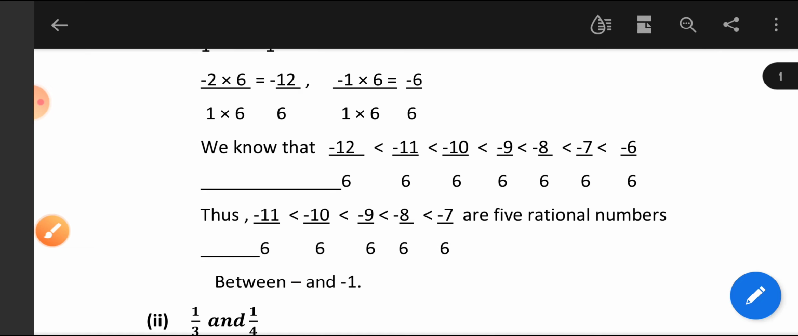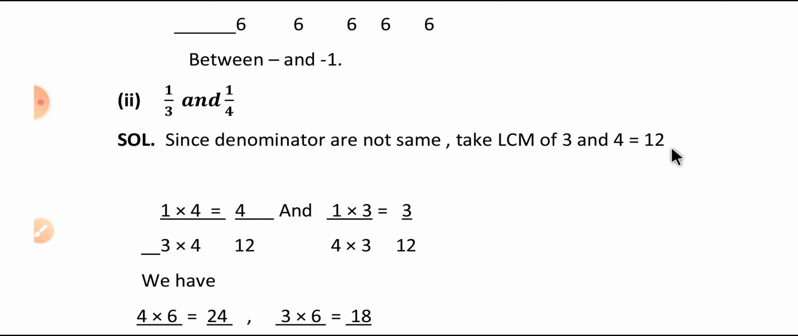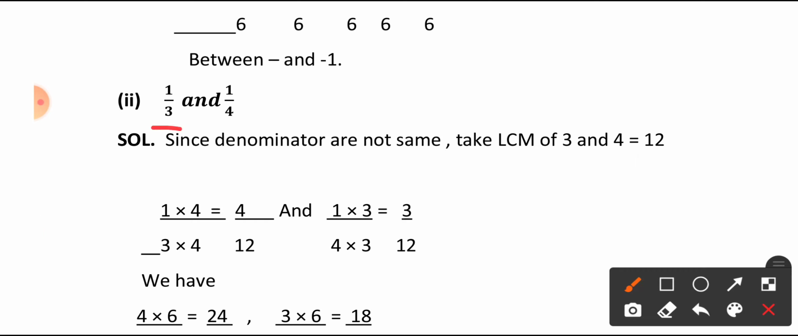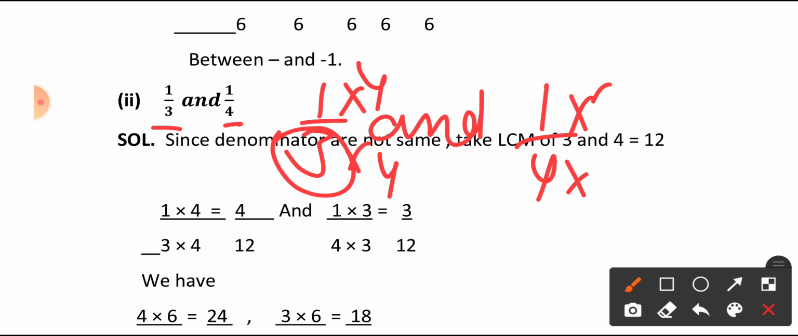The next one, 1 by 3 and 1 by 4. You can see that since the denominators are not the same, first we will make the same denominator. And how to make the same denominator? We will take the LCM of 3 and 4. LCM of 3 and 4 is 12. Now here it is 1 by 3 and 1 by 4. For making the same denominator, multiply 1 by 3 by 4, and here 4 is given, so you have to multiply here by 3.